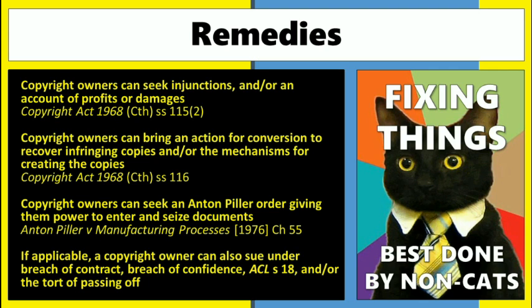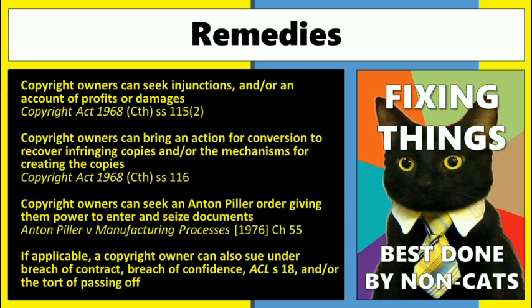The court can also order an action for conversion. In other words, to get all of the infringing material, the works that have been derived from your copyrighted material, and give them to you. And there's actually a little bit broader scope than that. They can also seize the mechanisms for creating these copies, the printing machines or the DVD stamping machines.